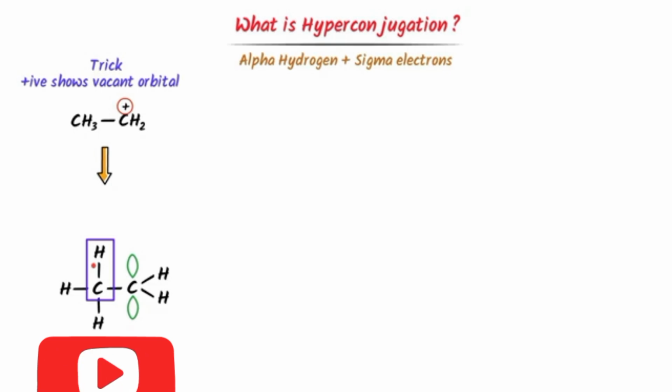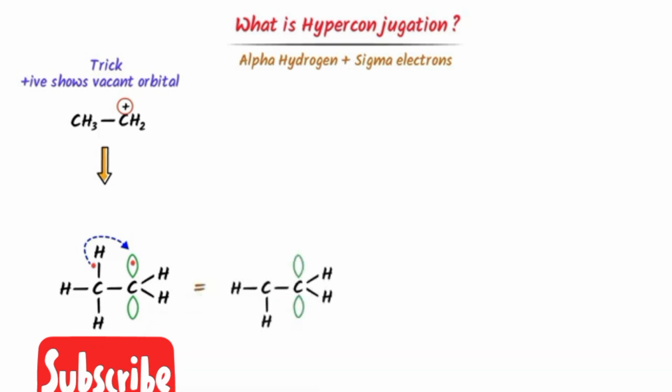Now there is a possibility that these sigma electrons of hydrogen shift to the empty orbital. We get a new structure like this. This is hyperconjugation, and this hydrogen has given its electrons to carbon. Its bond is broken and we write it here. Remember that when sigma electrons shift, the bond is broken, while the positive charge on the p orbital disappears because it has gained one electron here.